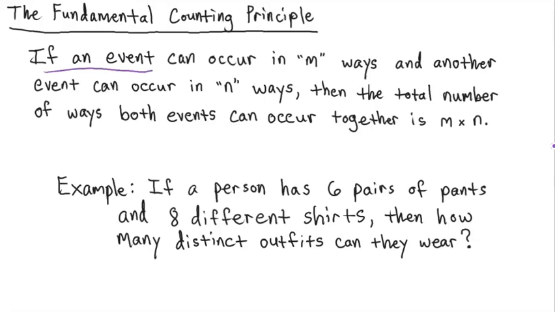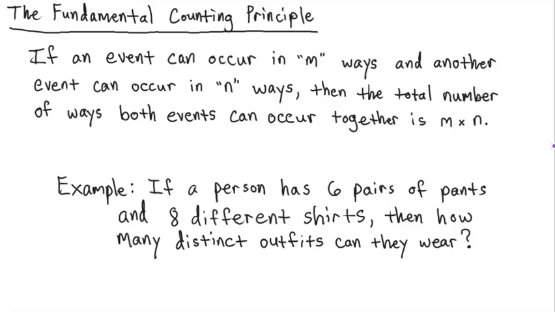It says if an event, so there's two events happening, an event and then another event, okay? If an event can occur in m different ways, for example, taking 3 different routes to work, or you have 6 pairs of pants that you could wear to work or to school, okay? So if an event can occur in m ways, and then another event can occur in n ways. Now this is assuming that these events are independent from each other, and that's what we're going to start with. Then the total number of ways that both events can occur together is m times n. It really is a simple concept.